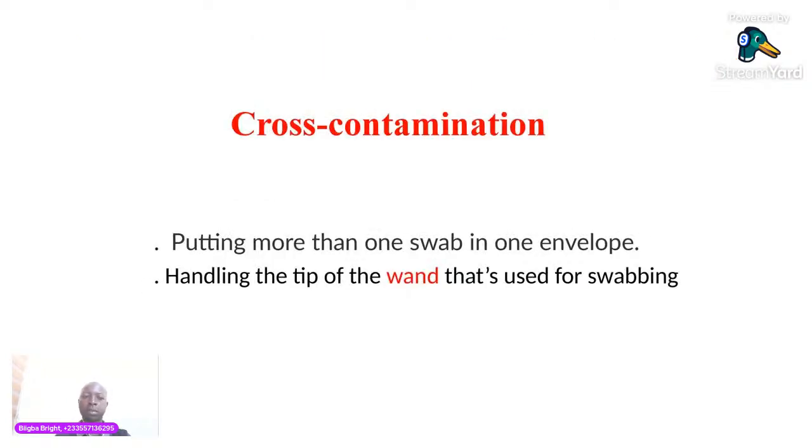Second, cross-contamination, like putting more than one swab in one envelope. So for instance, if you are picking the samples from the individuals, you don't pick just one swab. You can swab the mouth, let's say like 5 to 10 to 15 times. Put each of the swabs in different envelopes. Do not put all the swabs in one envelope. Then the other person too, you also make sure that each swab is put in its own envelope. Because when you put all of them in the same envelope, there can be cross-contamination, and this can affect the results of your paternity test.